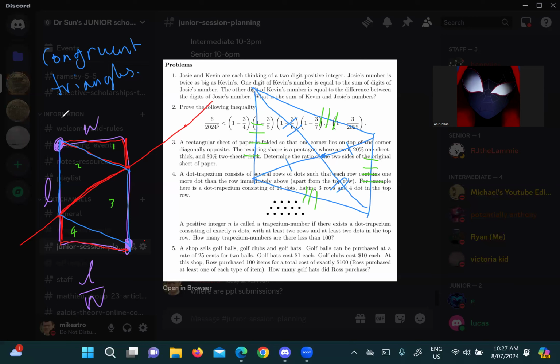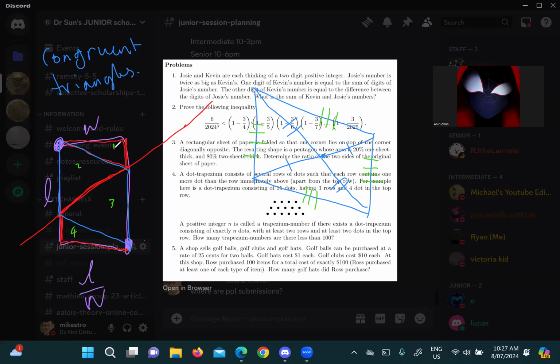So all the lengths could be doubled. But for similar triangles, the angles still have to be the same. Does that make sense? So we're not looking for words like equilateral right now. We're looking for words like congruent. So this triangle is congruent to this one. This triangle is congruent to that one.